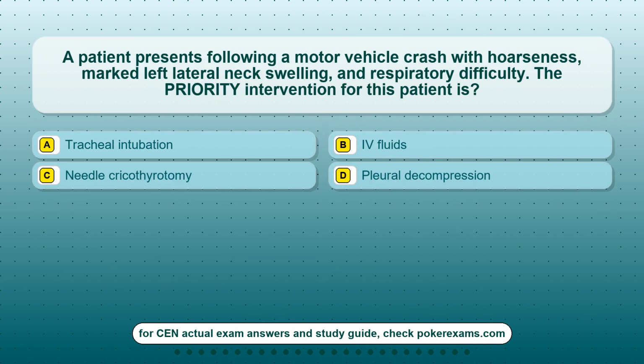Question 23. A patient presents following a motor vehicle crash with hoarseness, marked left lateral neck swelling, and respiratory difficulty. The priority intervention for this patient is? Option A, tracheal intubation. Option B, fluids. Option C, needle cricothyrotomy. Option D, pleural decompression.